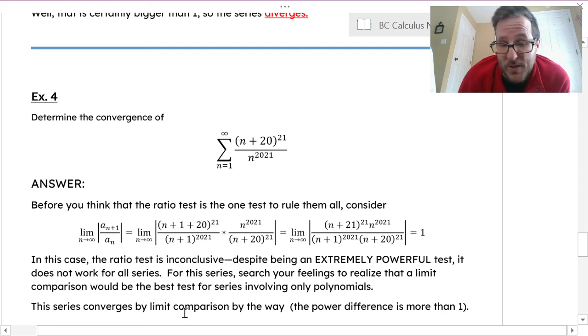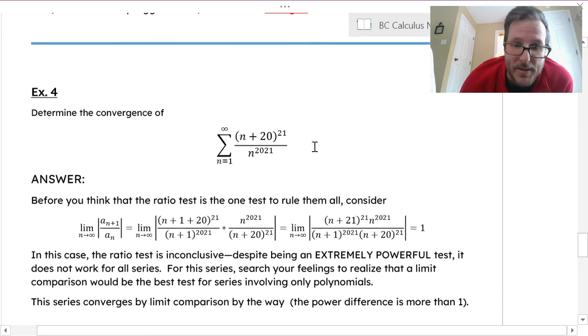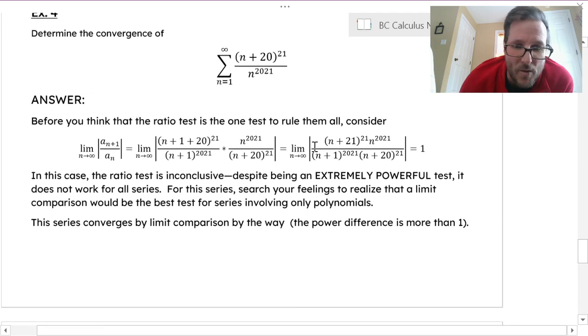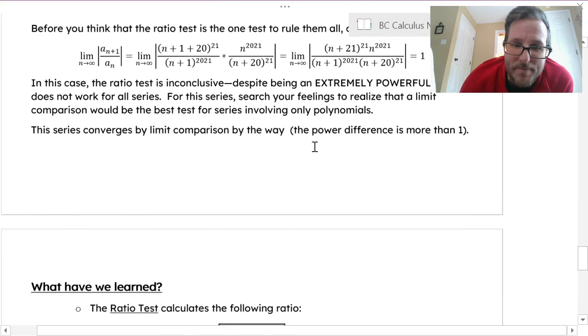Limit comparison was a great test because it kind of condensed all the powers to a p-series that it kind of acts like. And by the way, that converges because the power difference there is 2,000. And that's certainly bigger than 1 as a p-series. Okay? So there you go. There's the ratio test. Man, what a ride.